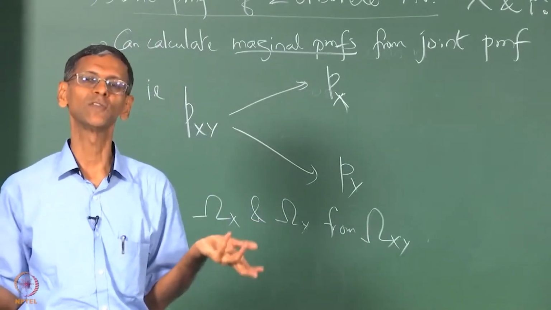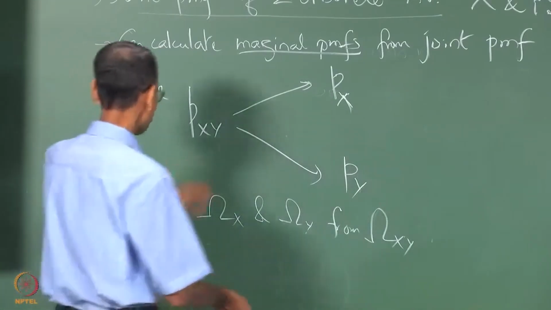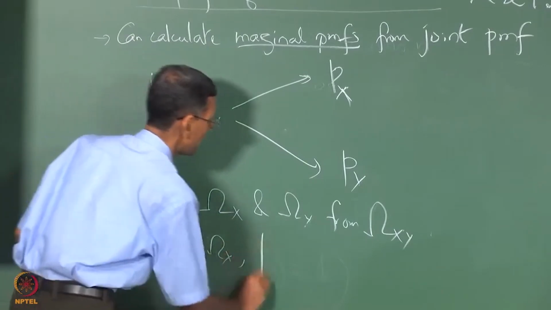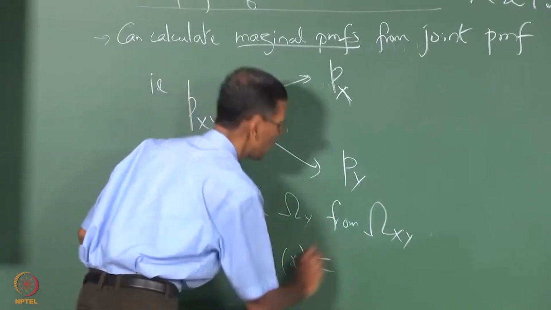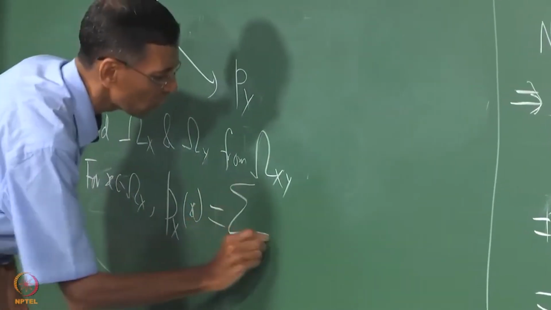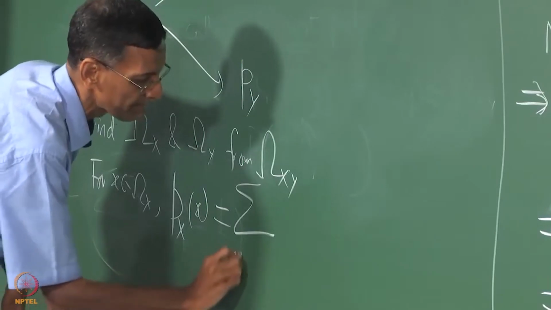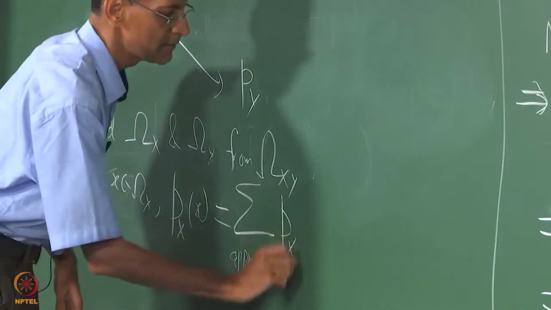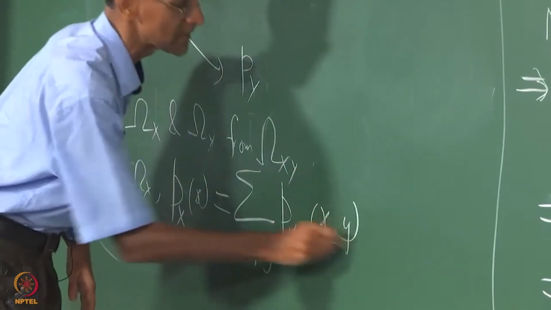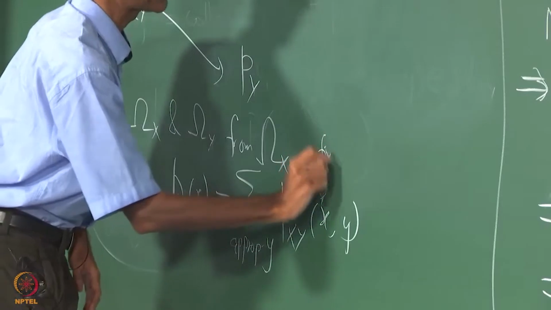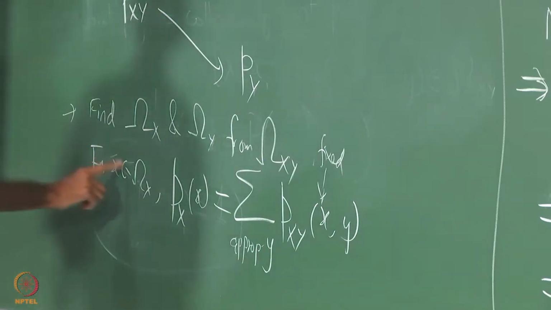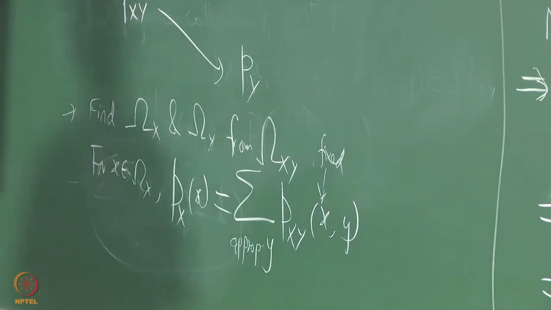What are the possible values of x? Then for each x in omega x, Px of x is going to be obtained by summation over appropriate values of y, Pxy. Here x is fixed. In this summation x is fixed, you are only taking the summation over y. And you are repeating this for all x in omega x.